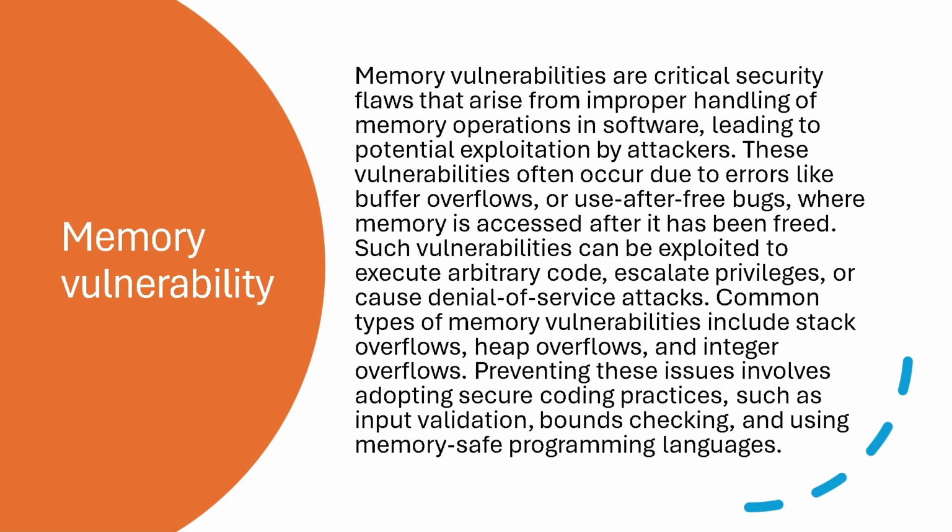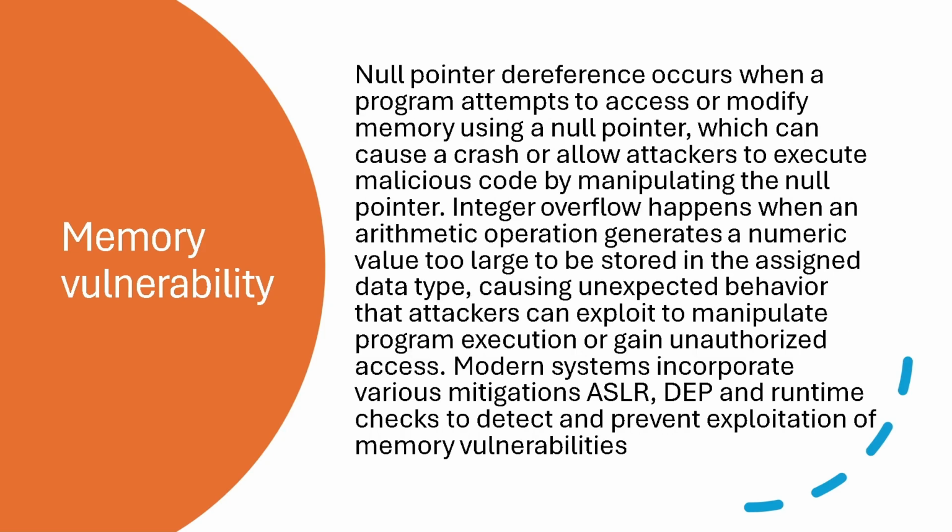Preventing these issues involves adopting secure coding practices such as input validation, bounds checking, and using memory-safe programming languages such as Python. Null pointer dereference occurs when a program attempts to access or modify memory using a null pointer, which can cause a crash or allow attackers to execute malicious code by manipulating the null pointer.